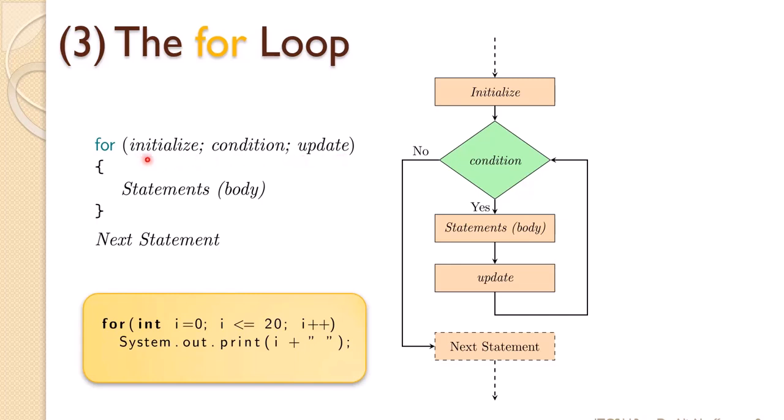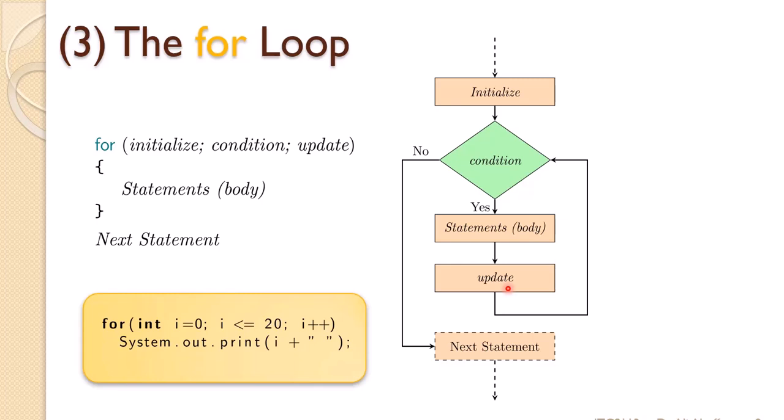So it looks like it has 3 sections: initialize, condition, and update. And see how it works. First, the initialize will be executed. And then the condition will come next. If the condition is true, then the program will go inside the loop and will do the update. So the update must be at the end.